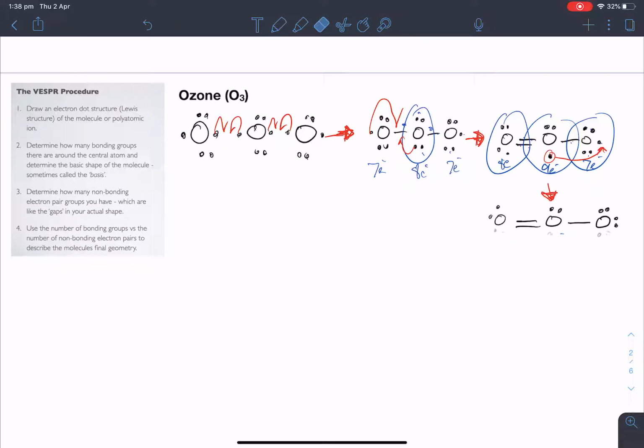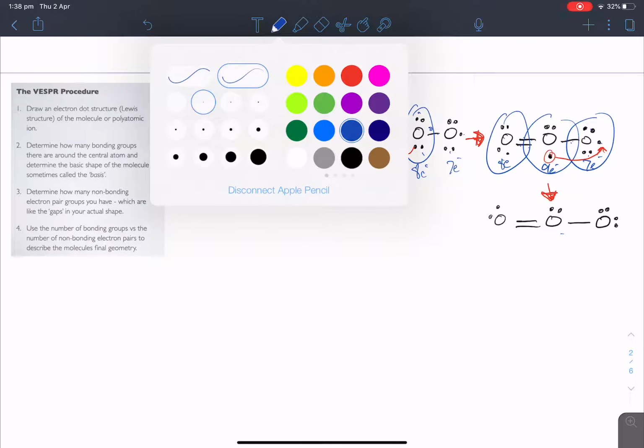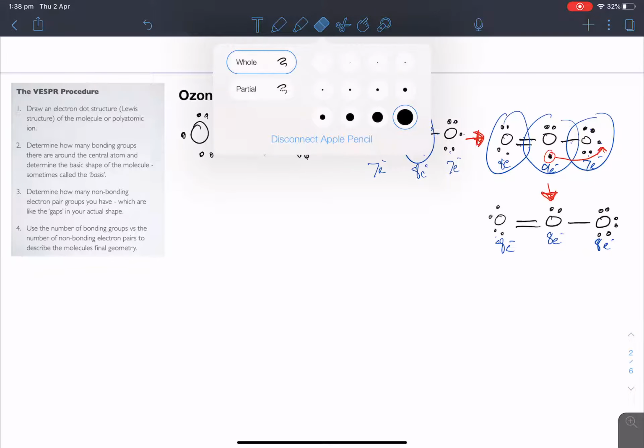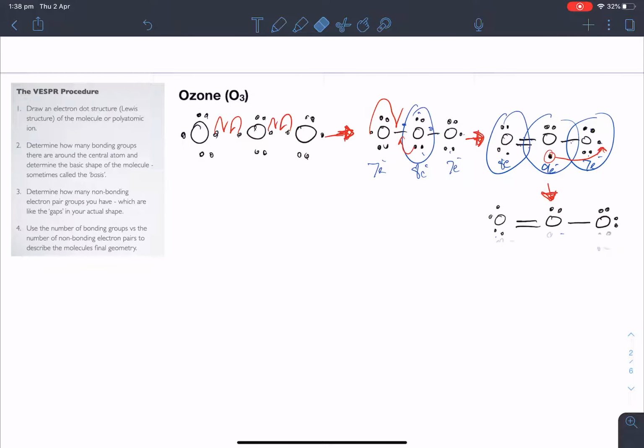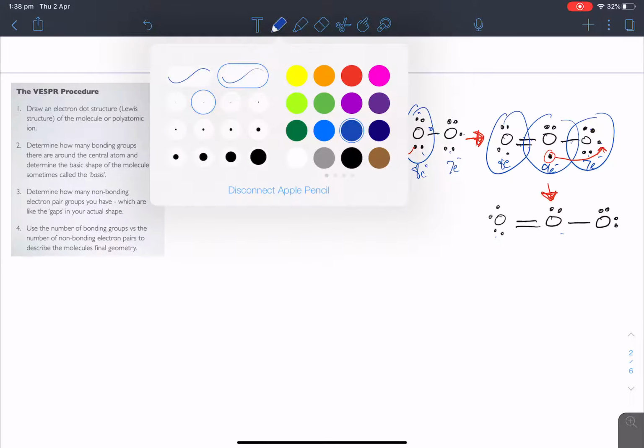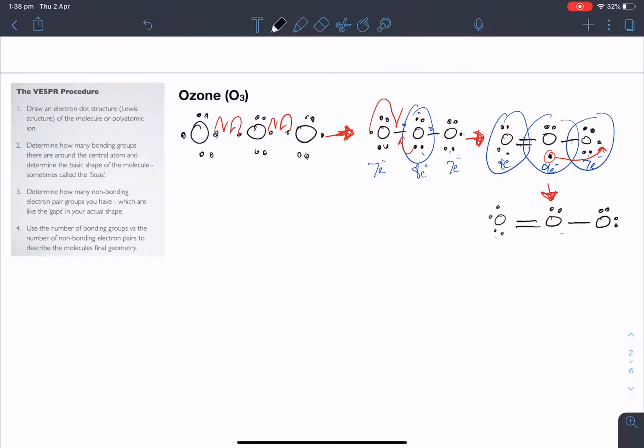Oh, I just deleted. I want to change the size. I just want to delete these. Oh, I'm deleting all of them. Let me redraw them in. I was just missing those two. Okay, so there's our number 1, our electron dot structure for ozone.